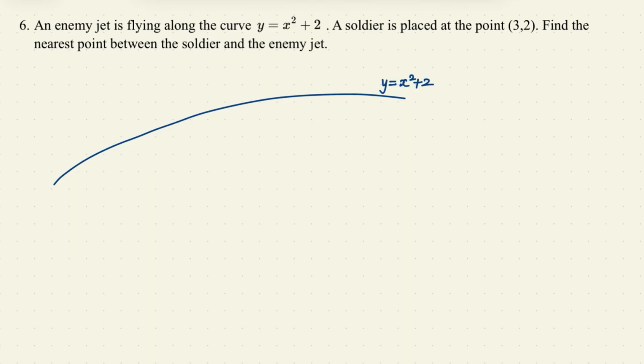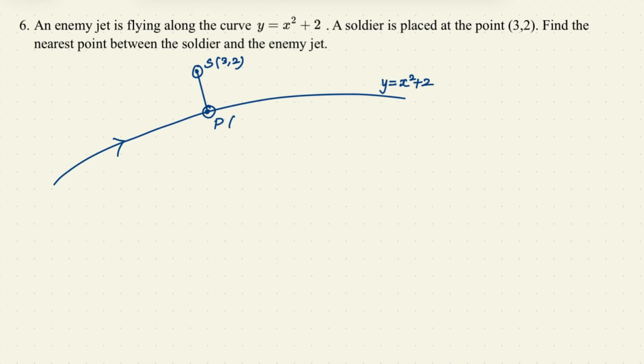Now, since the jet is flying on this route and a soldier is placed at a point (3, 2), let (3, 2) be our point S. Now we have to find the nearest point between the soldier and the enemy jet. So for that, the distance of this point from this curve should be minimum. So let that minimum distance be here, this much. And we have to find the nearest point. That means we have to find this particular point. Let us name it as P.